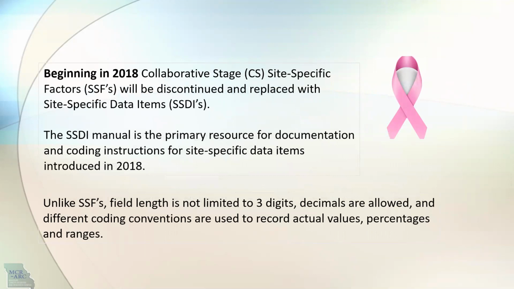This is on SSDI manual page 13 and 15. Beginning in 2018, collaborative stage site-specific factors will be discontinued and replaced with site-specific data items, or SSDI. The SSDI manual is the primary resource for documentation and coding instructions for site-specific data items introduced in 2018. Unlike SSFs, field length is not limited to 3 digits, decimals are allowed, and different coding conventions are used to record actual values, percentages, and ranges.